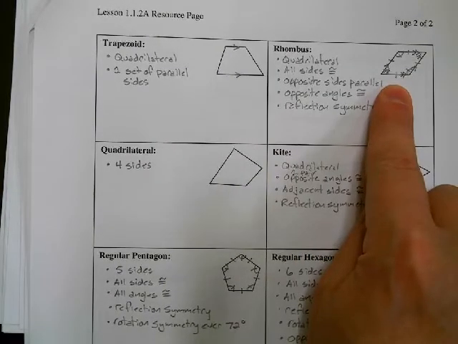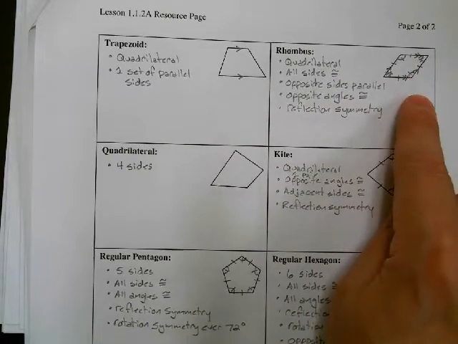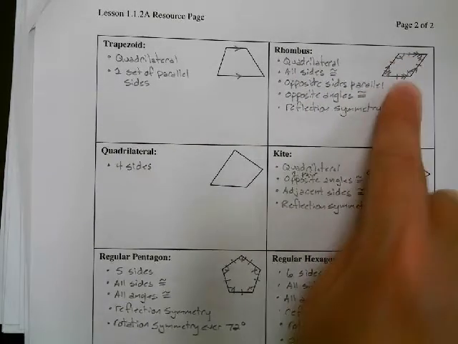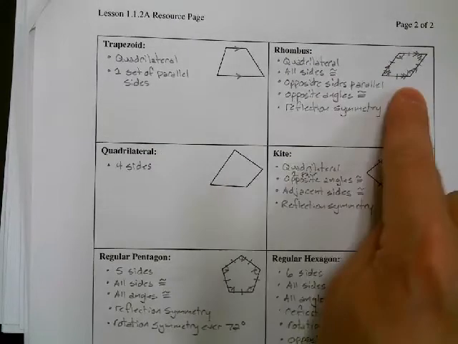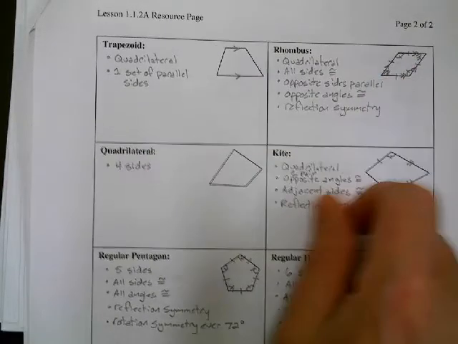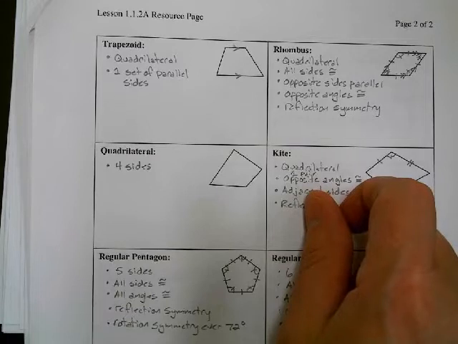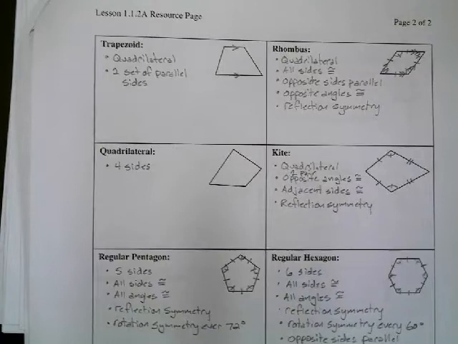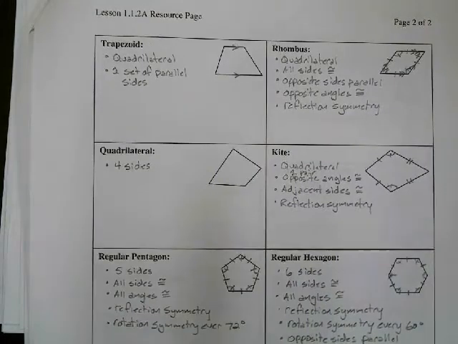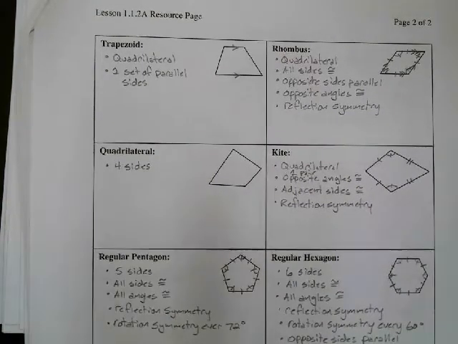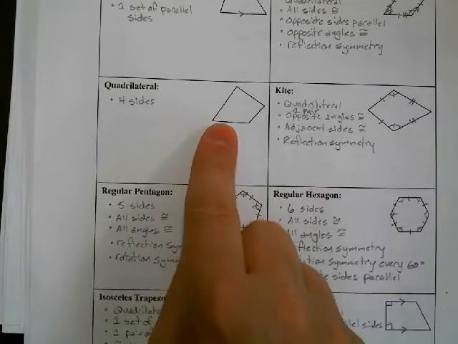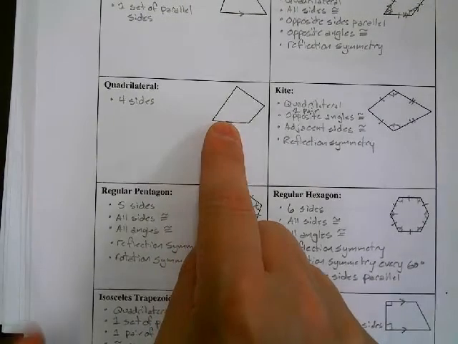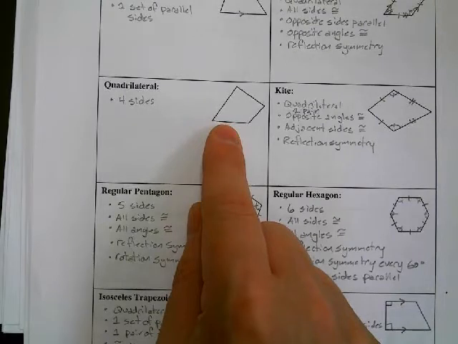Okay, so all these sides are the same, but unlike a square, all the angles are not 90 degrees. The opposite angles are congruent to each other, but they're not all 90 degrees. So really a square has the characteristics of a rhombus and a rectangle put together. A quadrilateral is just something that has four sides. None of the sides are congruent, no parallel, no 90-degree angles.